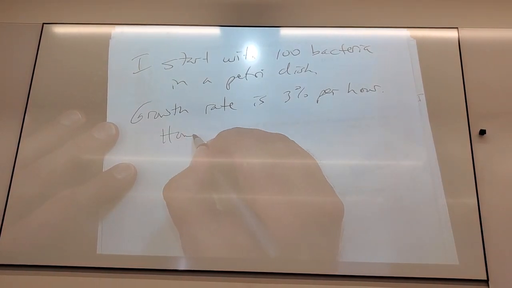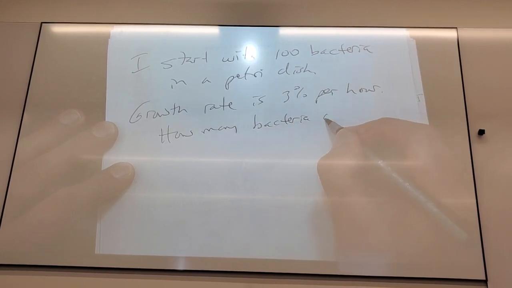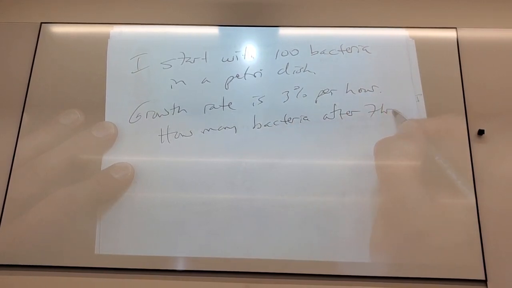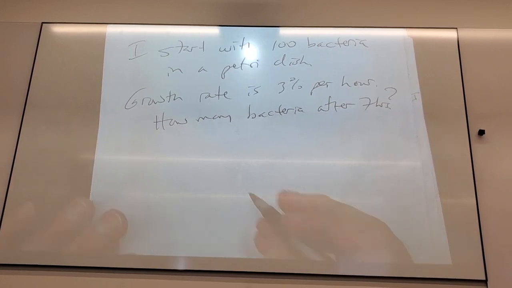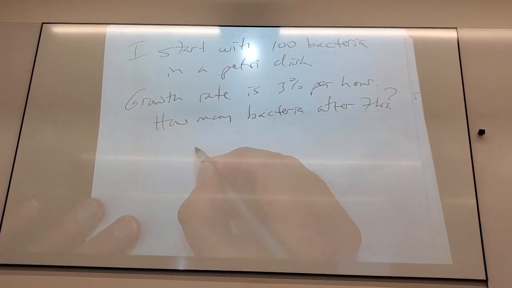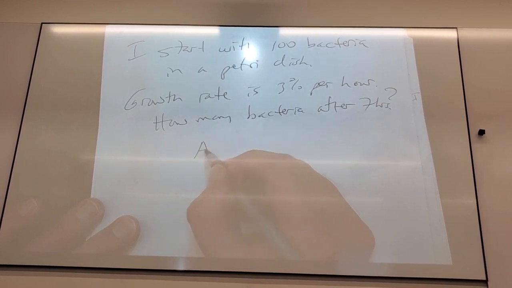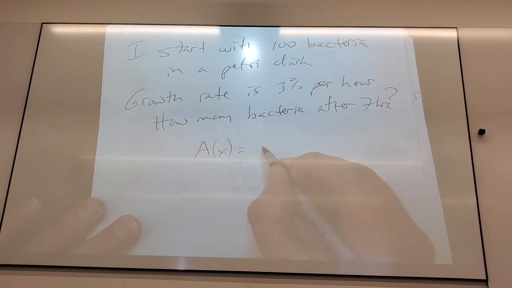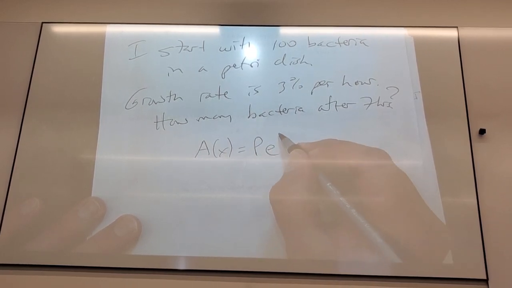How many bacteria in the dish after 7 hours? Question. So I've got my function. I'll call it A for amount. And then I have an initial amount, e to the rx.